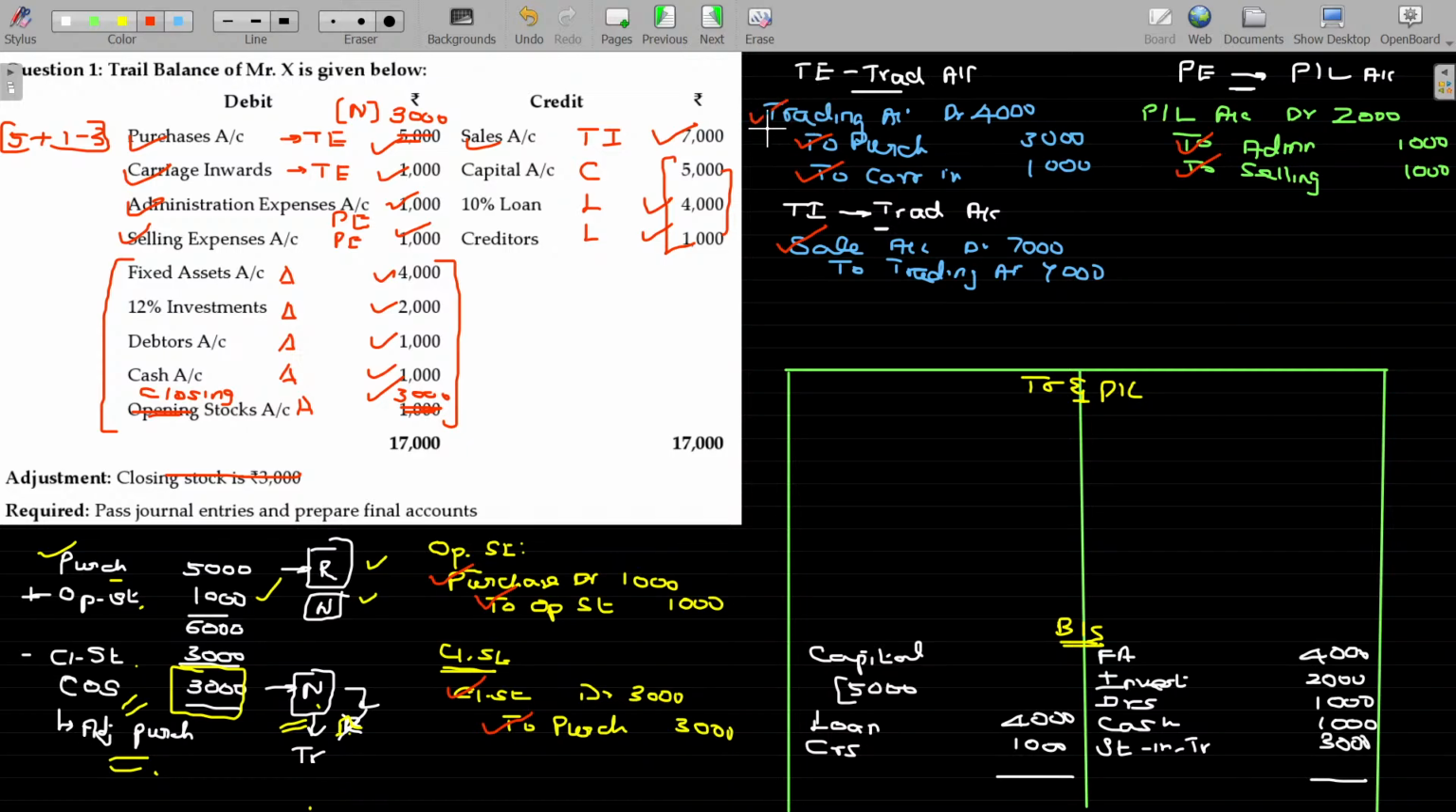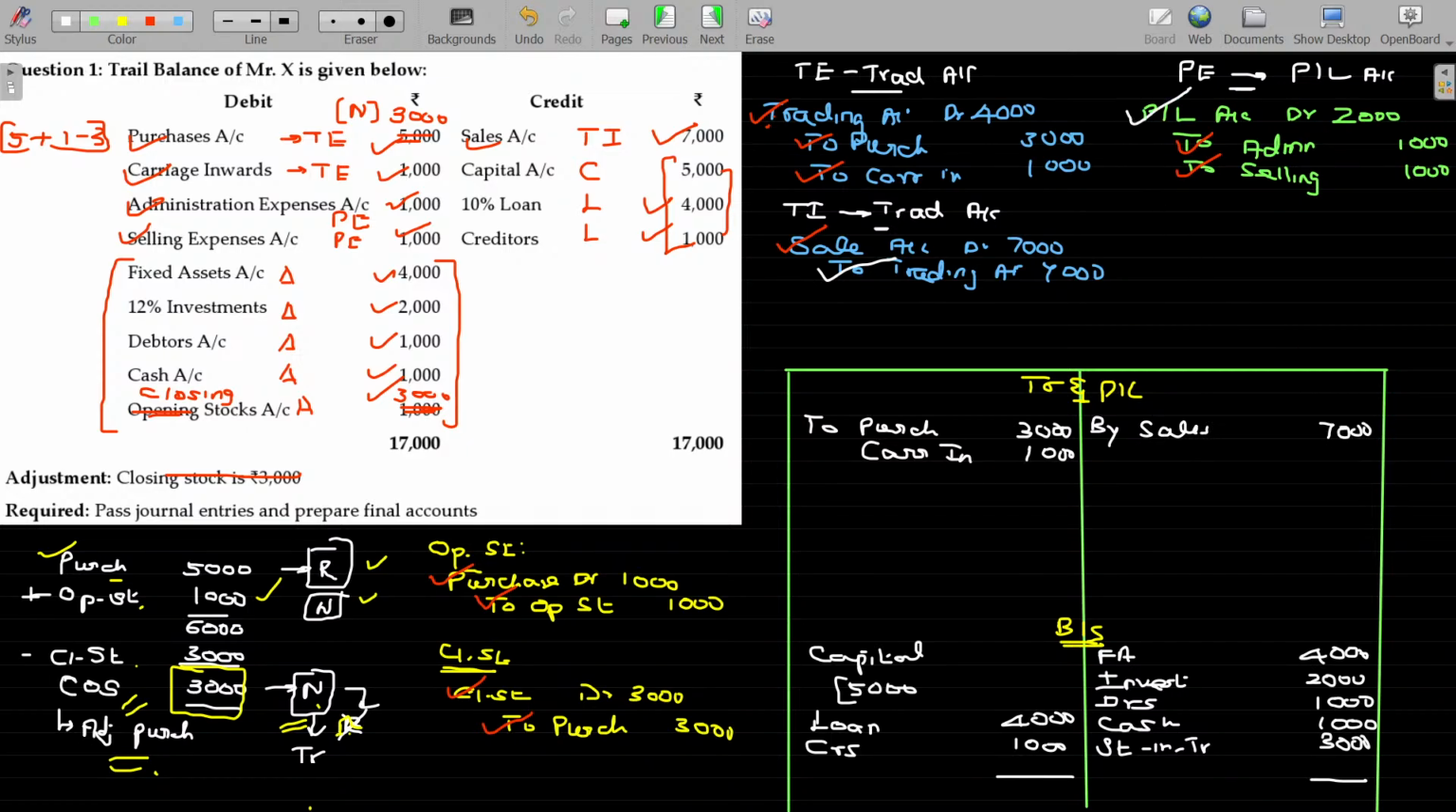Trading account. How do I post this now? In trading account, I have to post to purchases and to carriage inward. So to purchases, the value being 3,000. To carriage in, the value being 1,000. And then this one, trading account in the credit side. The opposite item, by sales will be posted here. By sales, the value being 7,000.